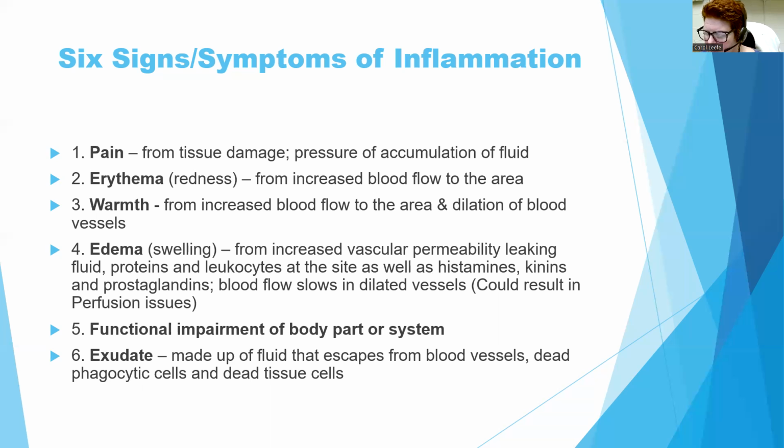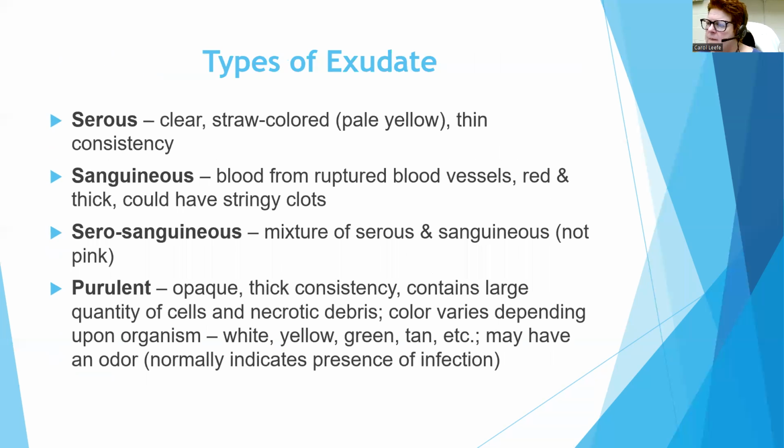Also, exudate. Exudate is the fluid that escapes from the blood vessels that includes dead phagocytic cells and dead tissue cells. And that's really stage 2 of what happens with the inflammatory response. So what types of exudate are there?